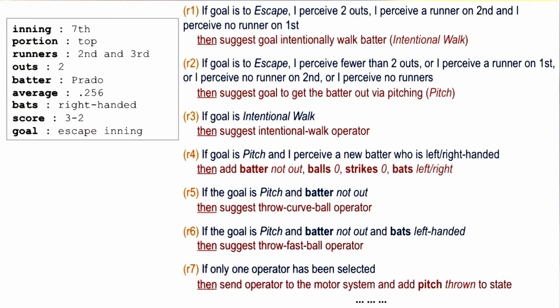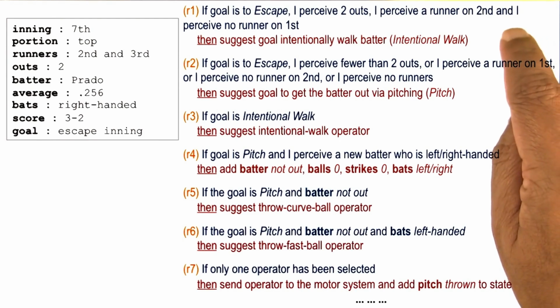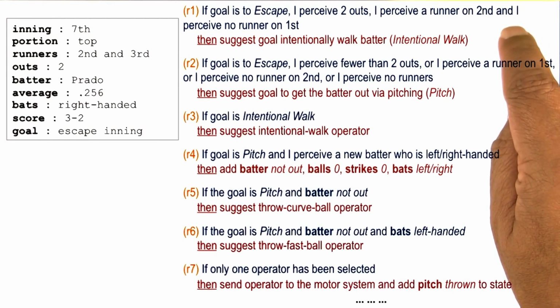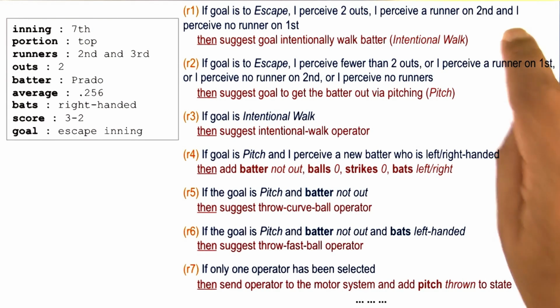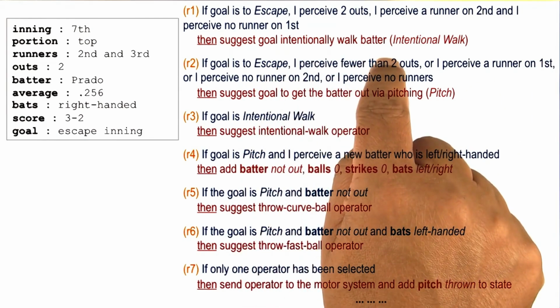Recall that one of the first things that the pitcher had to decide was whether the pitcher should throw a pitch or walk the batter. Therefore, we assume that there are some rules which allow the pitcher to make a decision between these two choices. Thus, there is a rule here: if the goal is to escape, and I perceive 2 outs, and I perceive a runner on the second, and I perceive no runner on the first base, then I may suggest the goal of intentionally walk a batter.